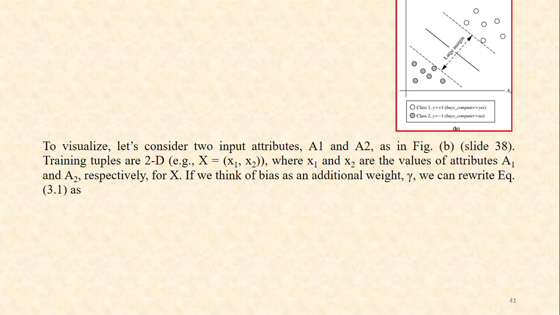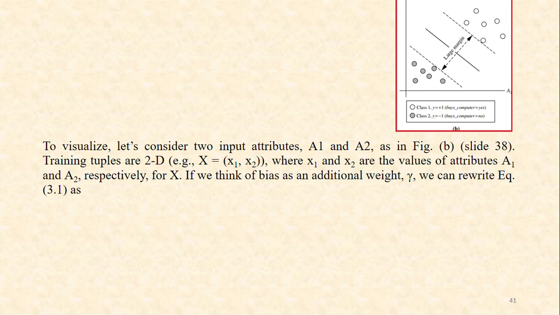Here we can visualize it once again. According to the figure, each data tuple contains two features, named attribute A1 and A2 respectively. That is, a training tuple X can be mathematically represented as (x1, x2), where x1 and x2 are the values of attribute A1 and A2 respectively for X.